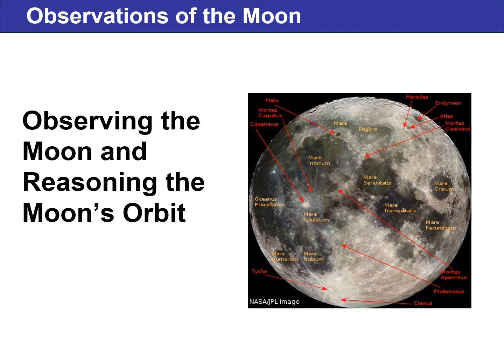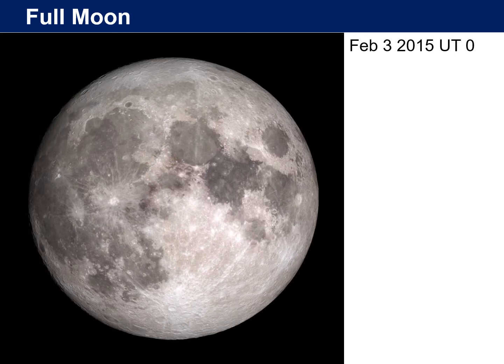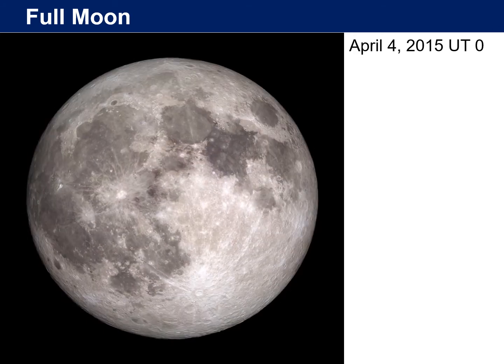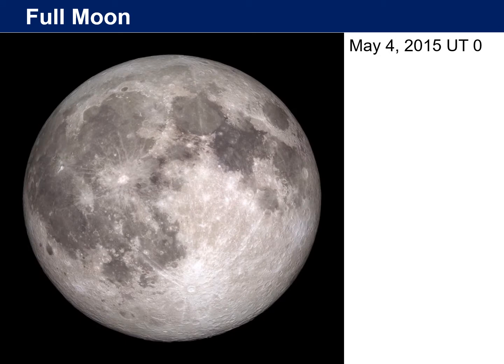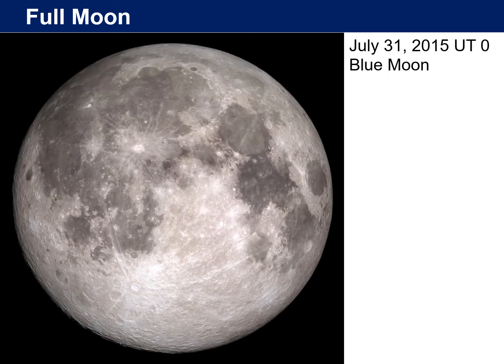This lecture itemizes observations of the moon, which will be explained in the next lecture. First, let's look at what the full moon looks like over the course of half a year. Here's what it looked like in January of 2015. February, March, April, May, June, July, and another July.